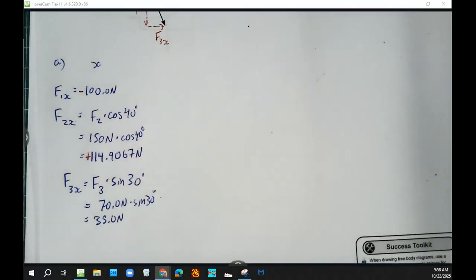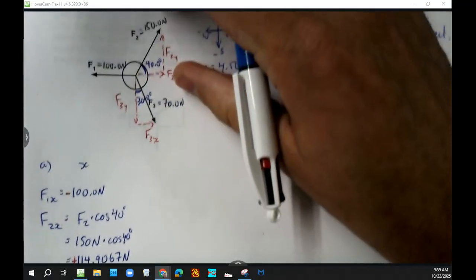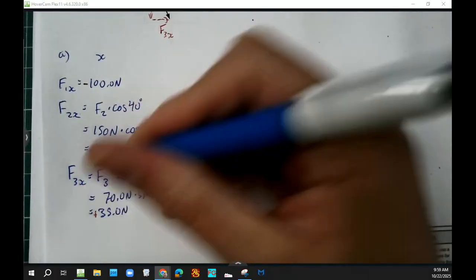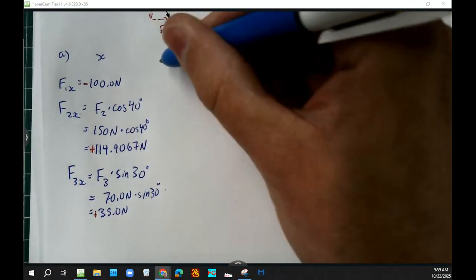35.0 newtons. Now it happens to be to the south, and we called south negative, right? Oh no, what am I saying? I'm on x. It's east. East is positive. Both of these guys are east. Positive. I'm already thinking ahead for my y components.